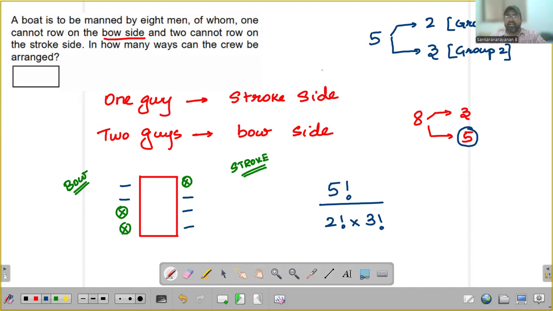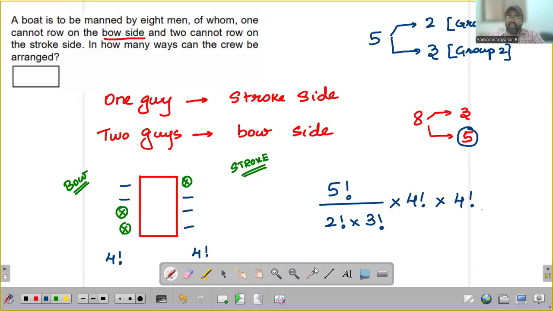So that is done. Now, I just talked about the way you are splitting the team. Now it is about arranging them. These 4 people in the bow side can be permuted within themselves in 4 factorial ways. And these 4 who are on the stroke side, 1, 2, 3, 4, 4 people you see, right? They can be arranged in 4 factorial ways.